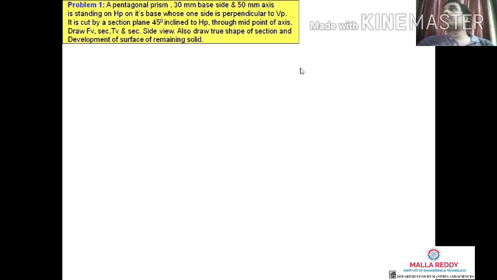is perpendicular to VP. It is cut by a section plane 45 degrees inclined to HP. Through the midpoint of the axis, draw the front view, sectional top view, and sectional side view. Also draw the true shape of the section and development of surface of the remaining solid.